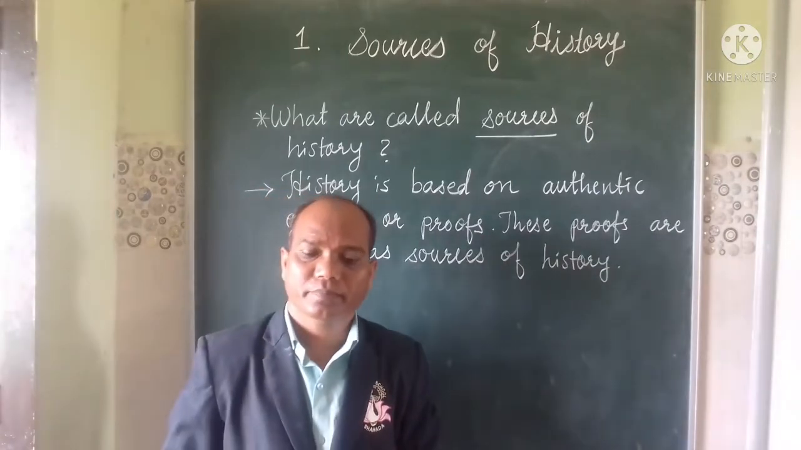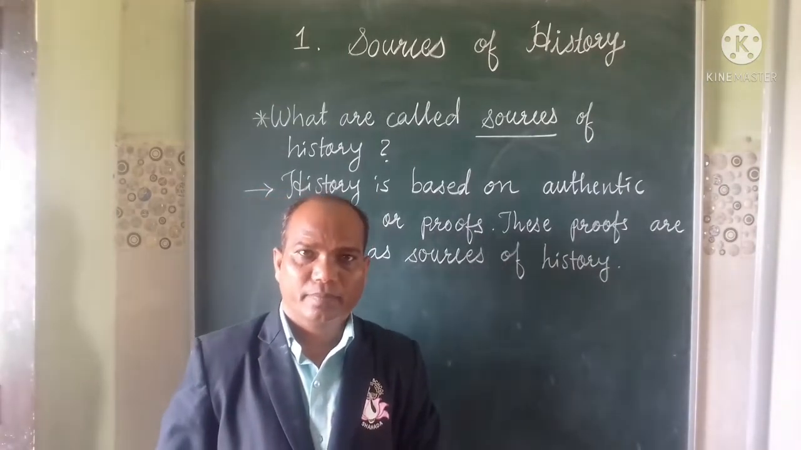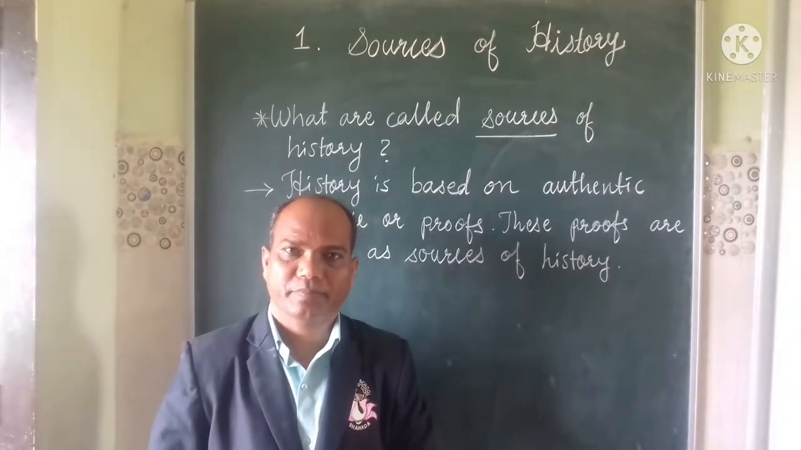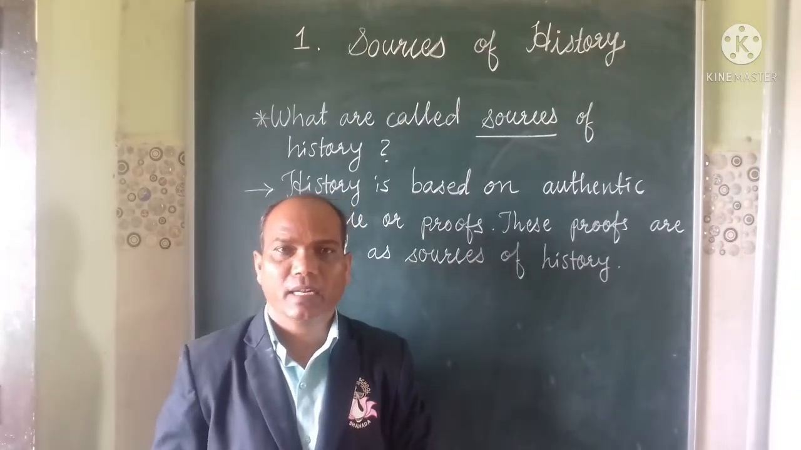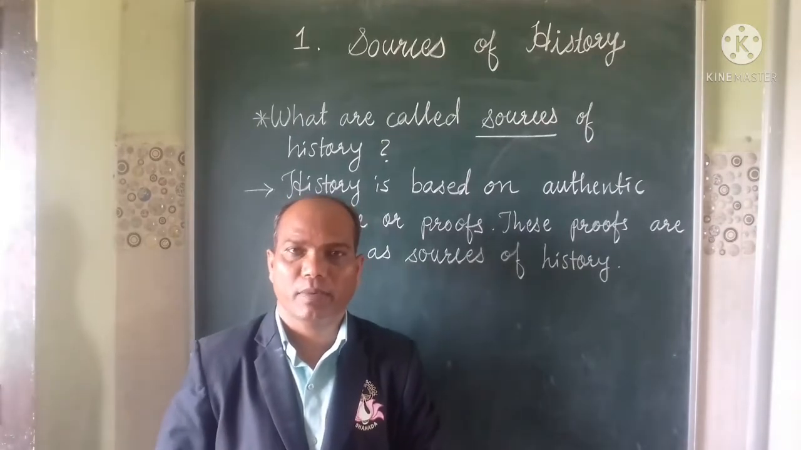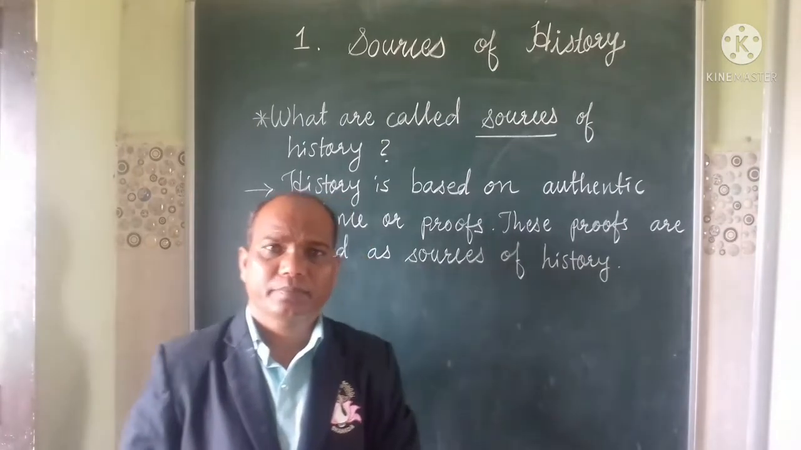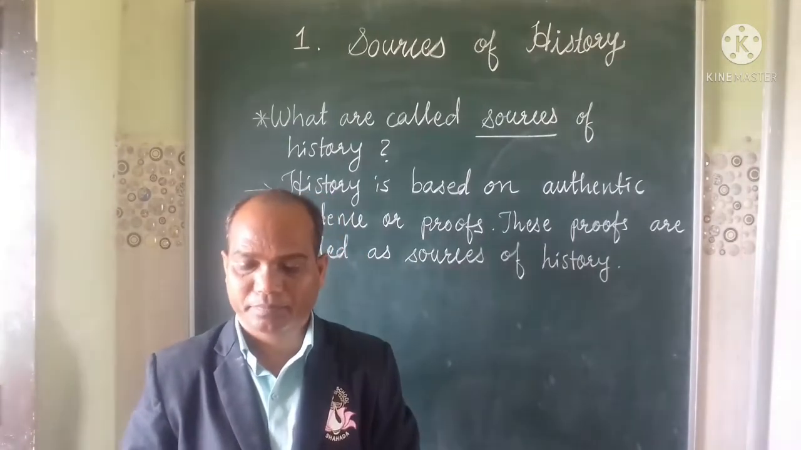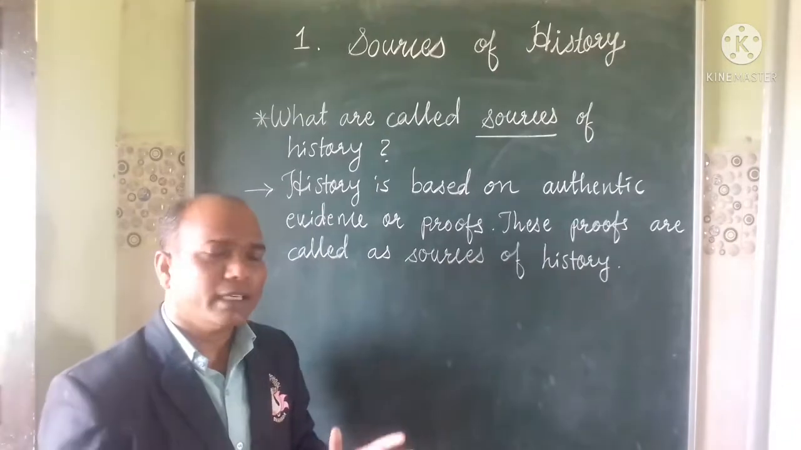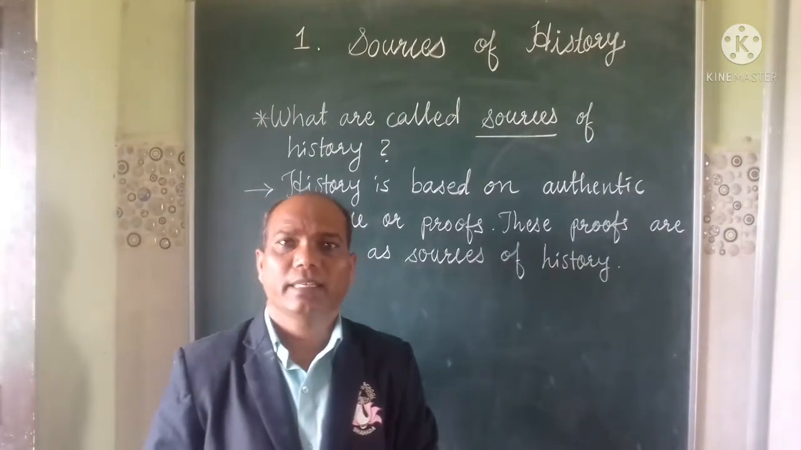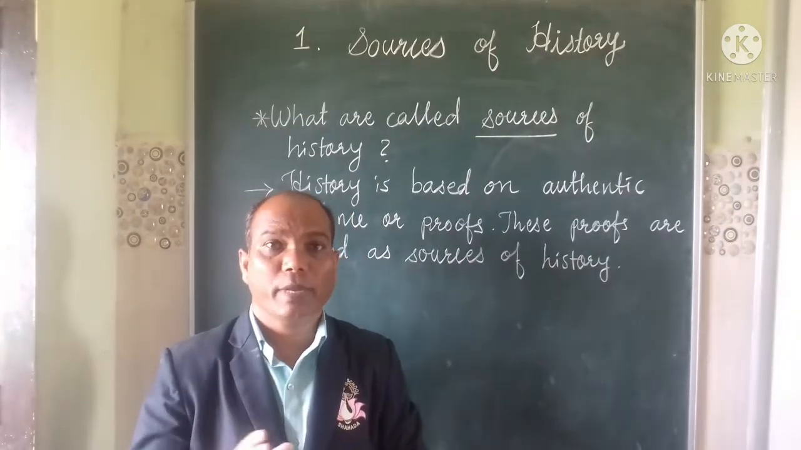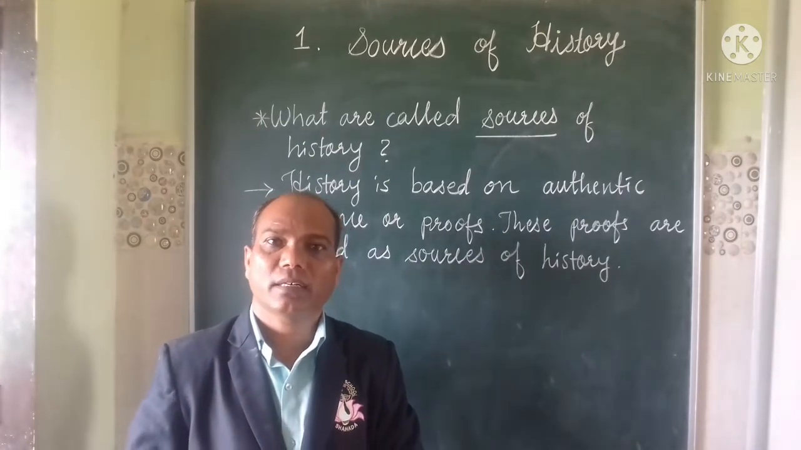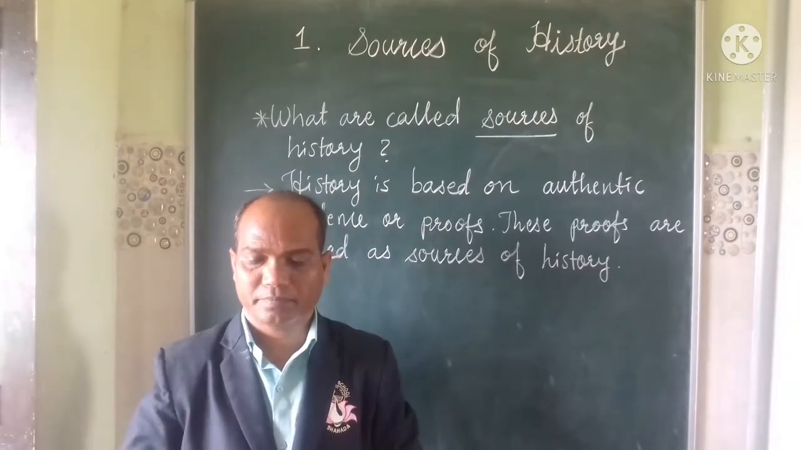For example, there are forts, coins, monuments and different documents which are available. So these are the examples of the sources of history. All these different sources of history provide us the basic information about a particular event or a particular thing.